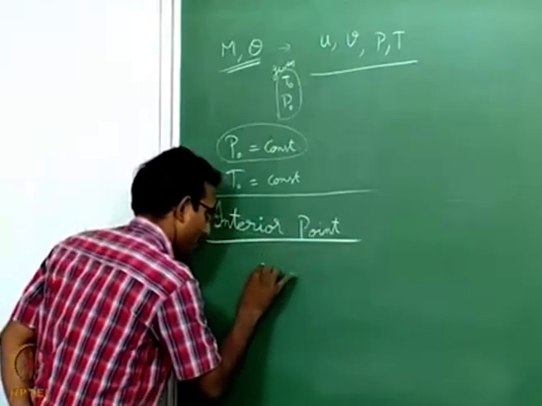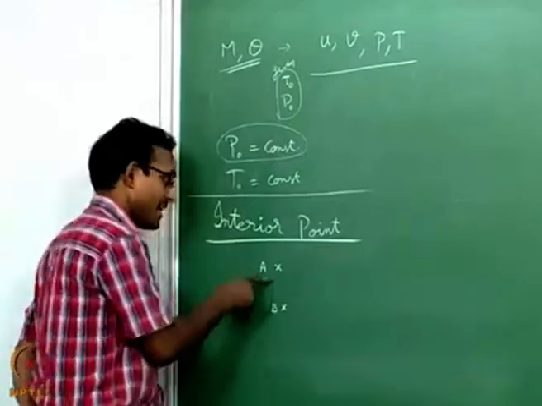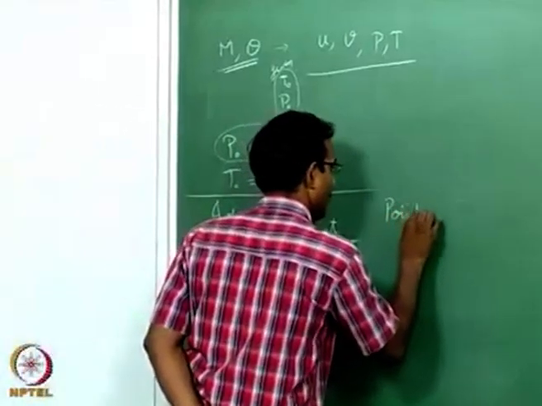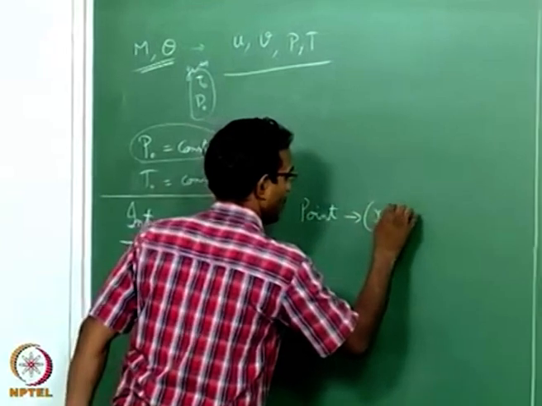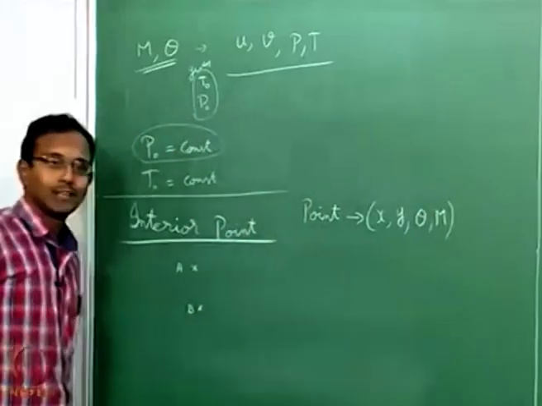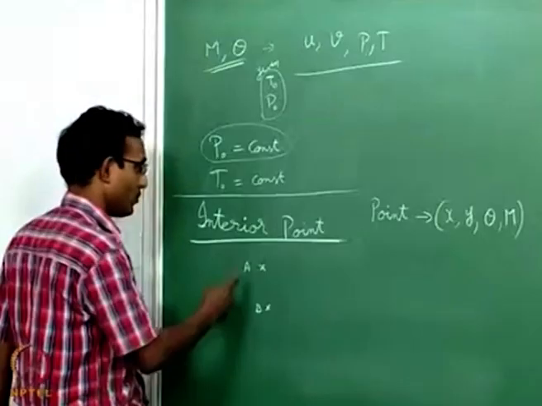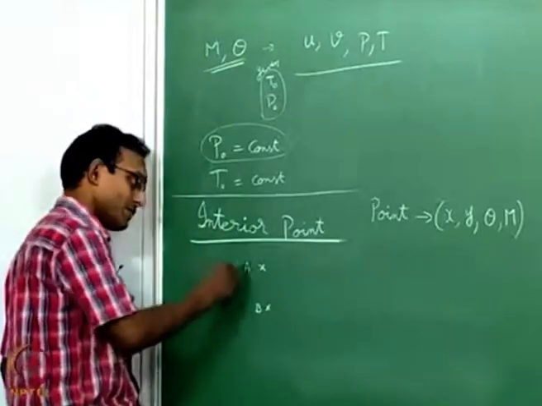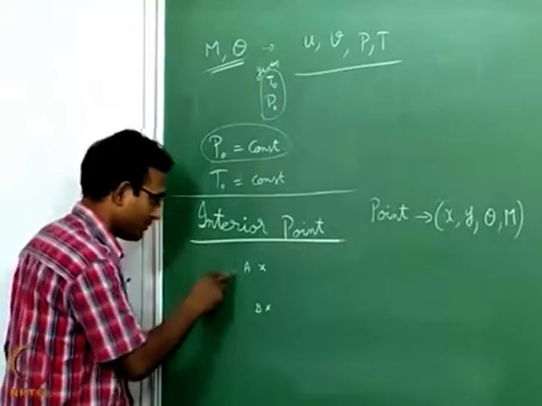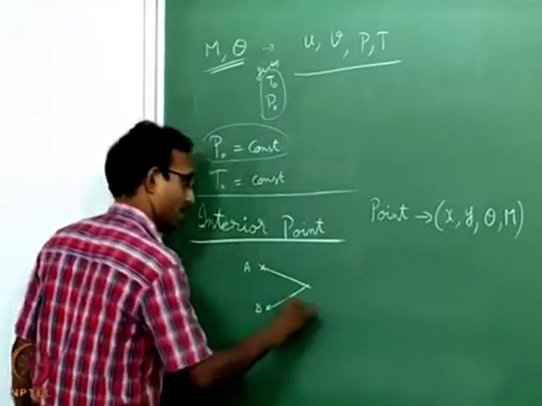I am given point A and point B, and when I say I know points A and B, I have to write here that a point actually means I know the x location, the y location, the theta at that location and the m at that location. I know those 4 properties. If I say I know a point, then only do I fully know the point. Now given A and B, that means I know x, y, theta and m at each of these points. Now I want to find another point C.